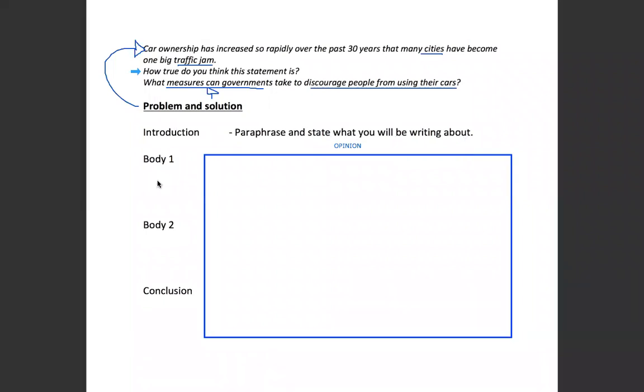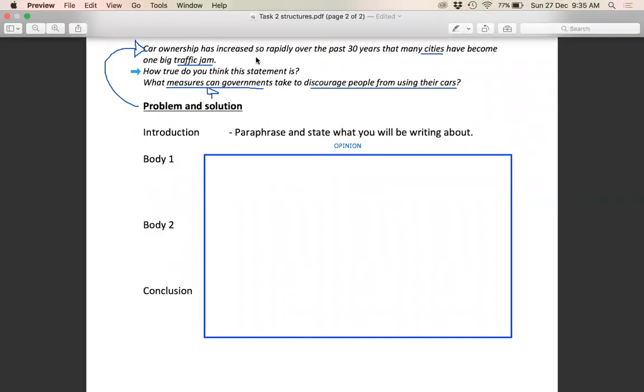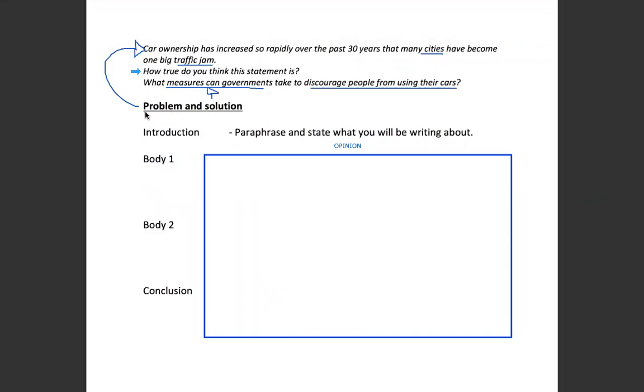All right, then what do you think needs to go into body one? What's the first thing we should start to talk about? If you're not sure, have a look at what kind of essay this is. Right, can anyone else tell me what we put in the first paragraph?